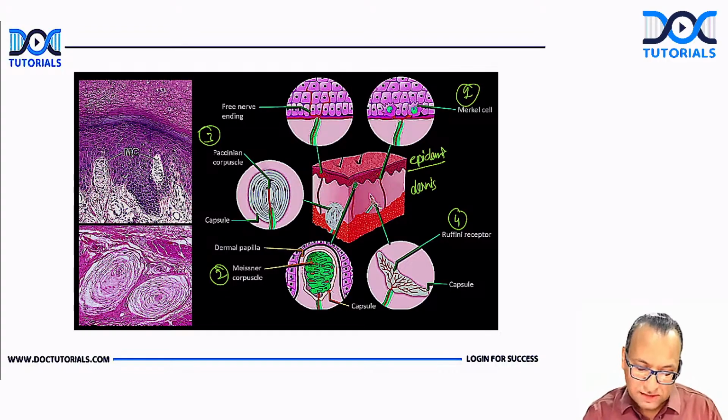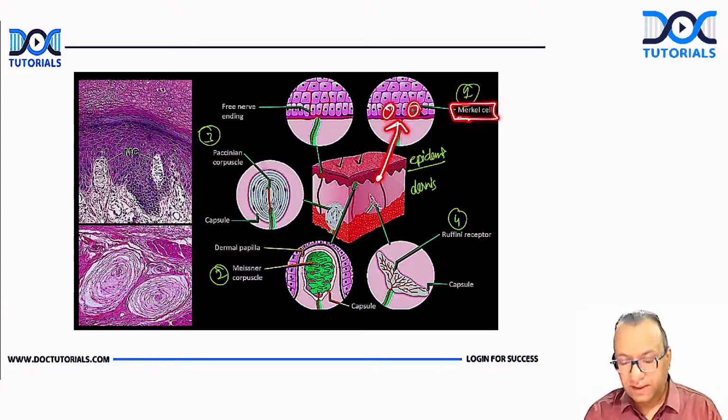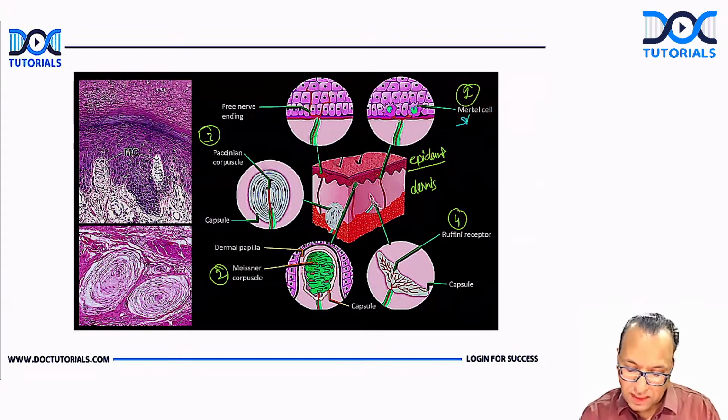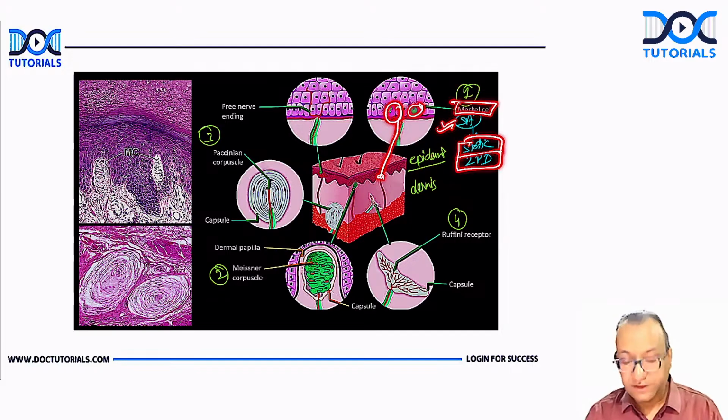So as we talk about number 1, the Merkel cell is in the basal layer of the skin epidermis, and it is a slowly adapting receptor. Now, when you say it is a slowly adapting receptor, that is for static 2-point discrimination. So if you look at the epidermis, at the basal layer, you have this Merkel cell, and it is slowly adapting. It is for static 2-point discrimination.